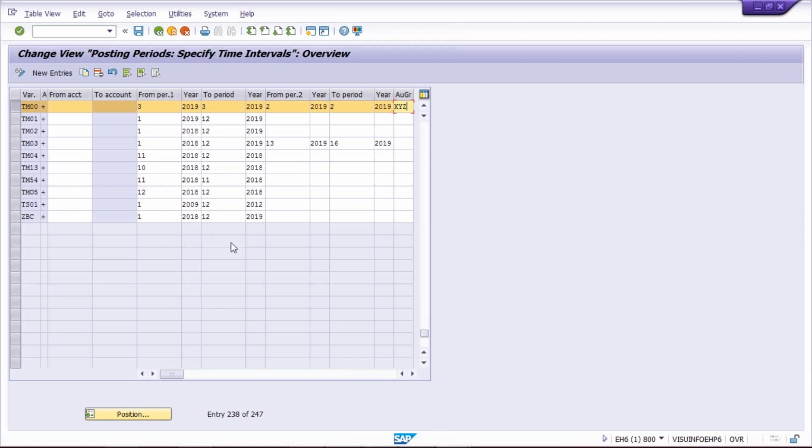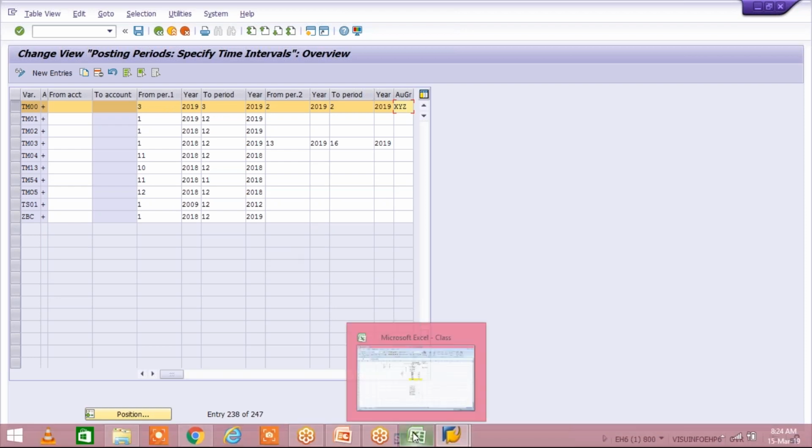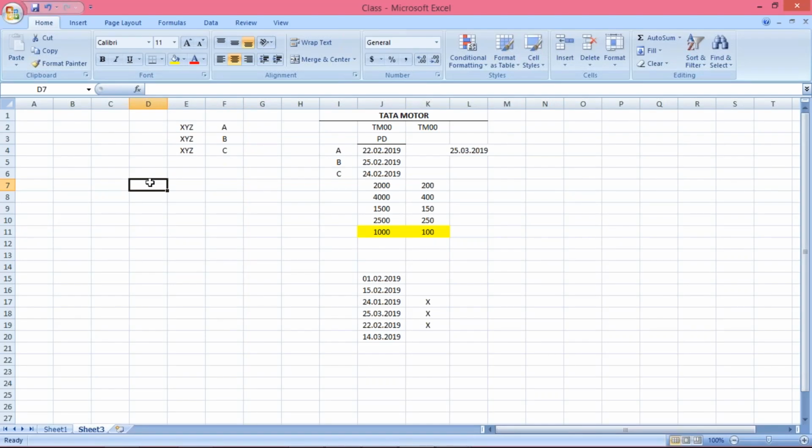I told you guys why posting period we are going to create as a variant, or what do you mean by variant, right? So I'll tell you guys, variant means a reusable configuration, or a reusable setup. So posting period we have created as a variant. It means it can be used by even other company codes also.